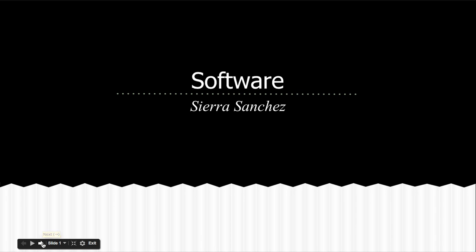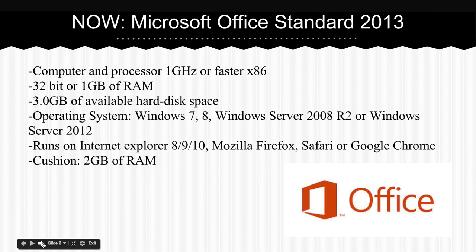But anyways, here's my software project. The first software program that I would like to have right now would be the Microsoft Office Standard 2013. For the processor, it needs a computer or any other processor of 1 gigahertz or faster. It needs 32-bit or 1 gigabyte of RAM and 3 gigabytes of available hard disk space.